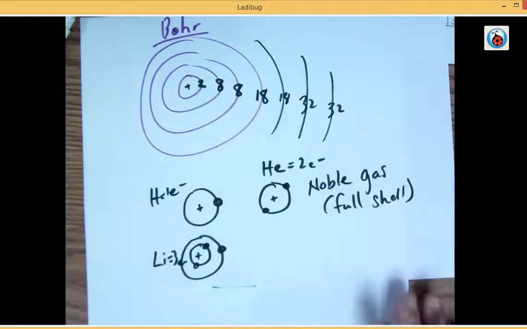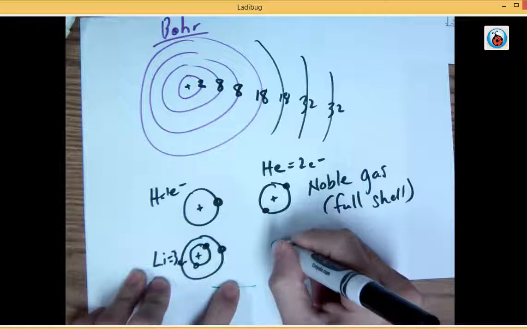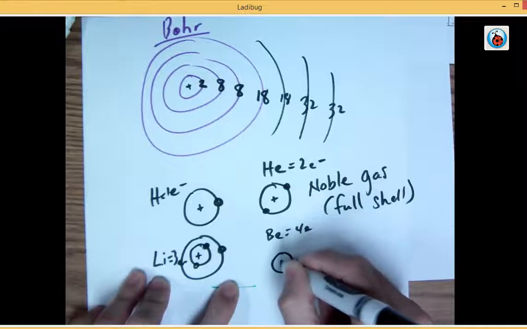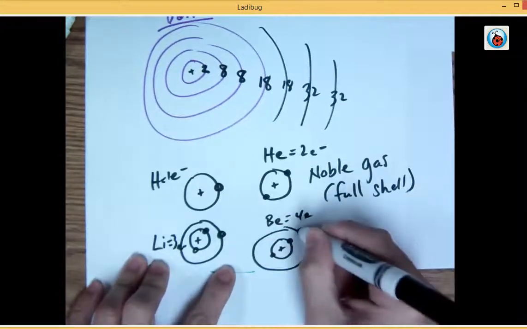All the other noble gases have 8 on the outer shell except for helium, because it's only got 2 electrons, and it only takes 2 electrons to fill the innermost energy level. And you go down to beryllium, Be. It's got 4 electrons, so the inner shell is full, 1, 2. And then the next shell, 1, 2 more.